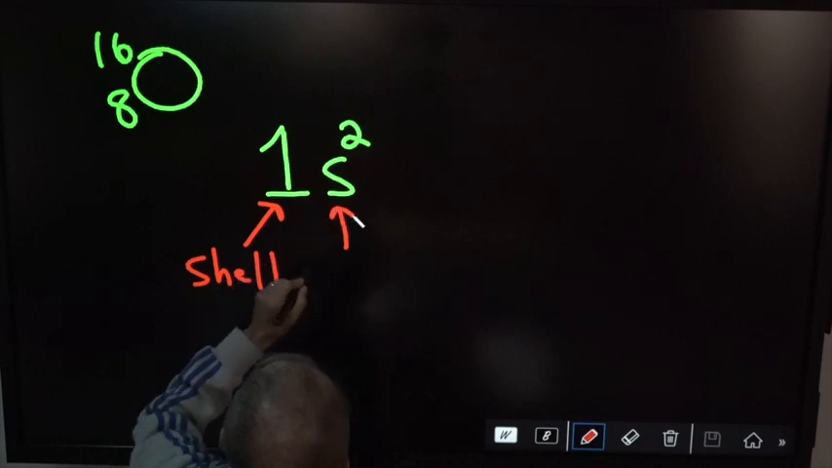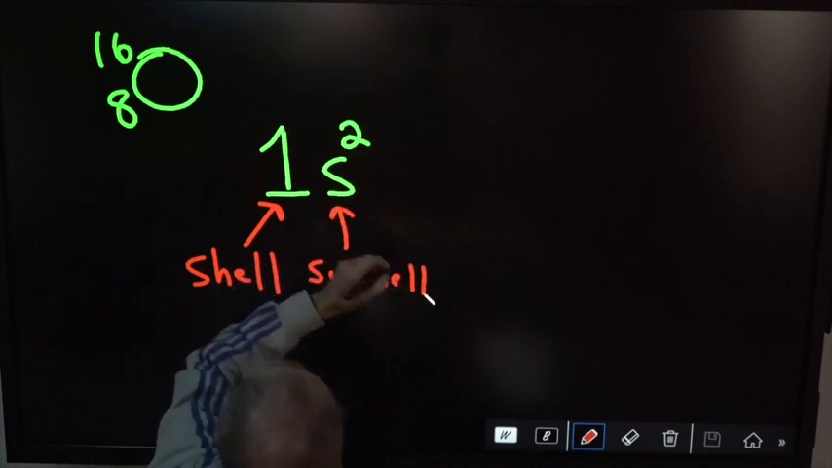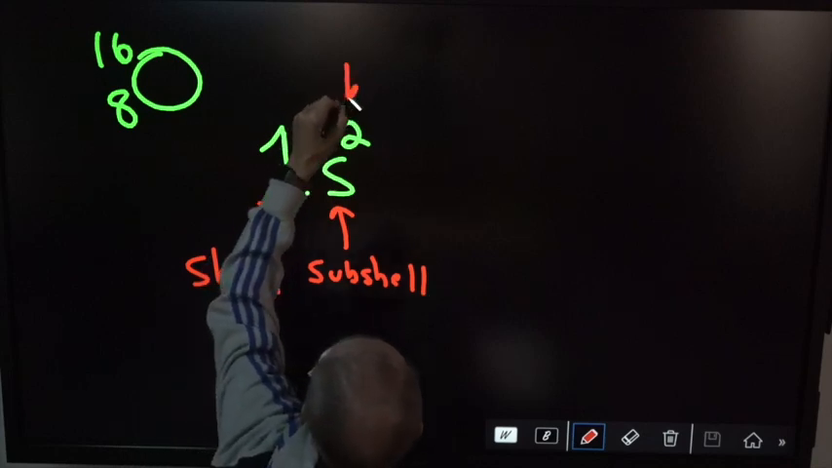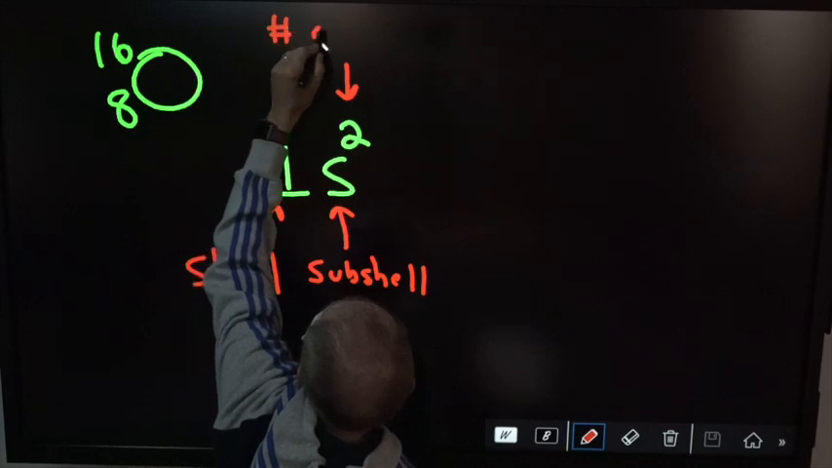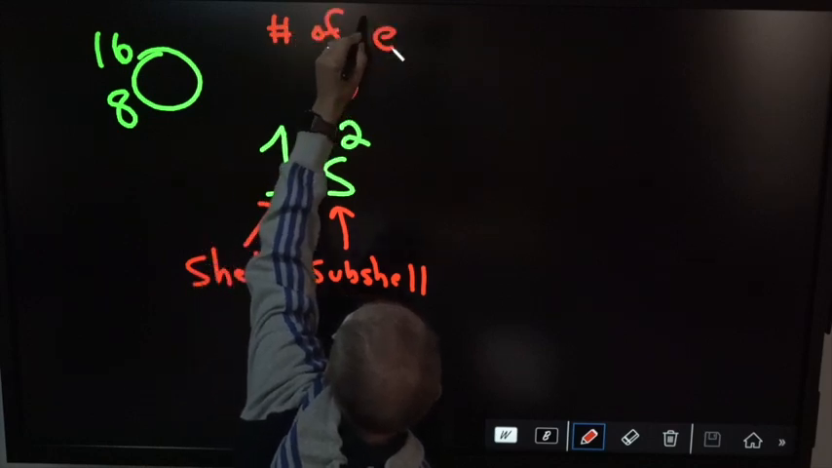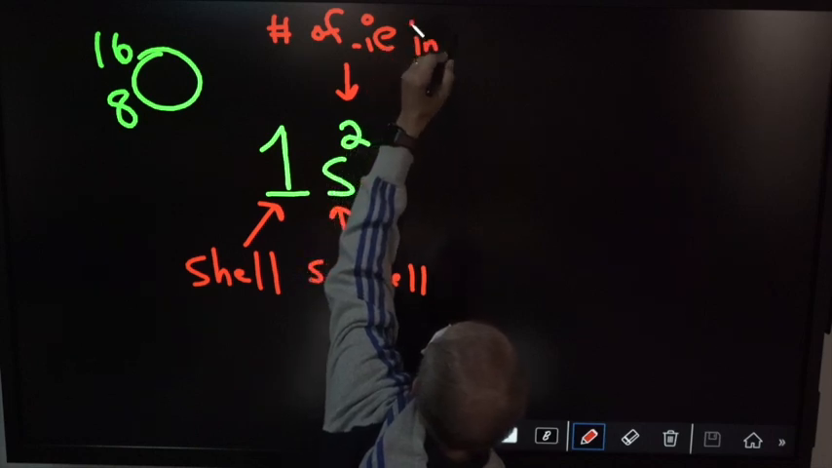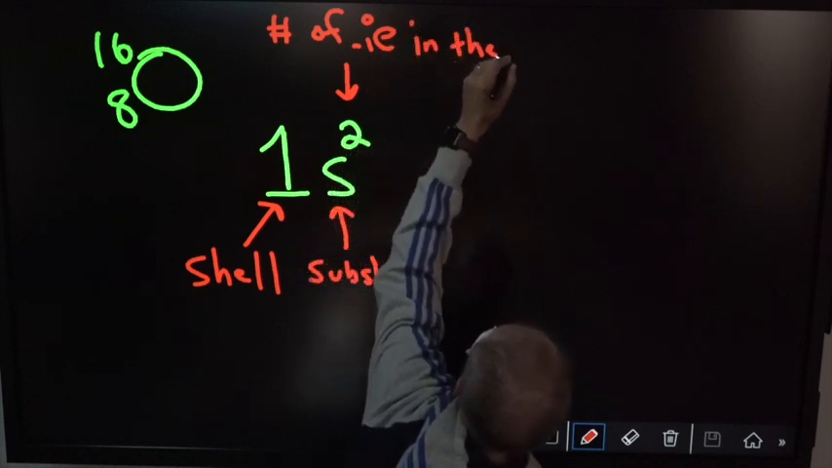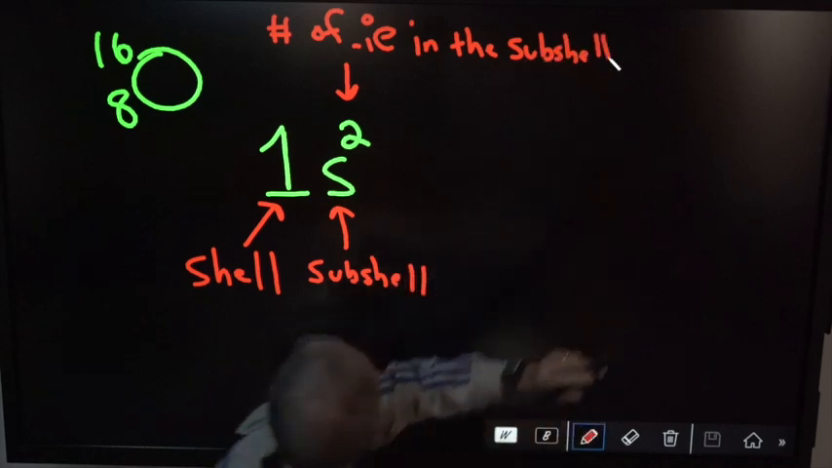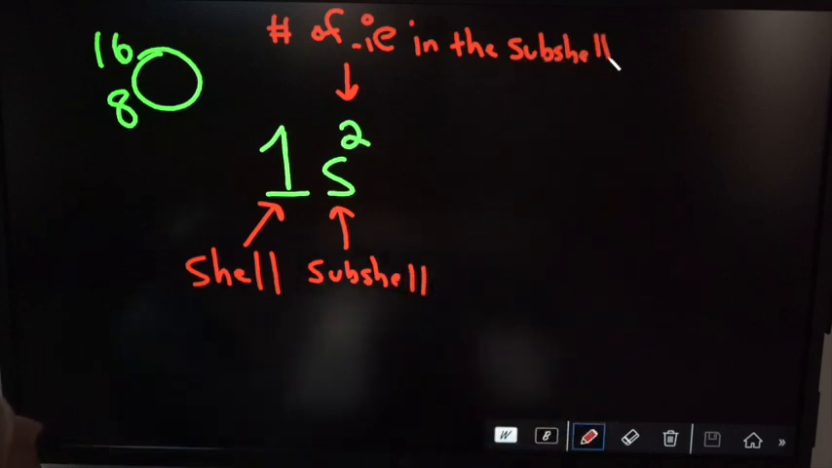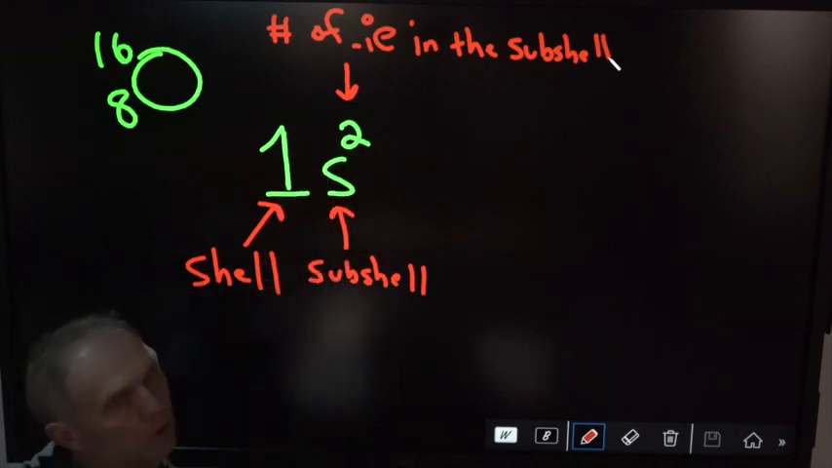This is the subshell. And this is the number of electrons in the subshell. So that's what it looks like. 1s2: first shell, S subshell, got 2 electrons.